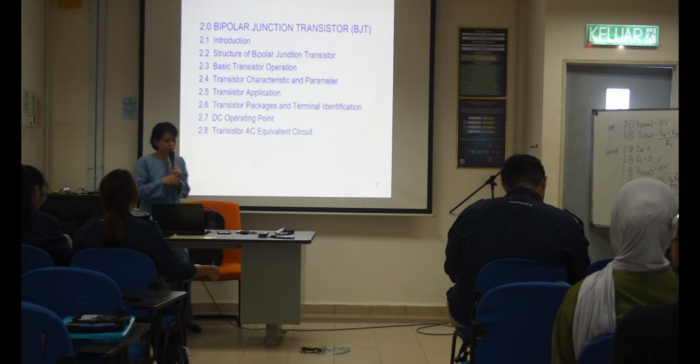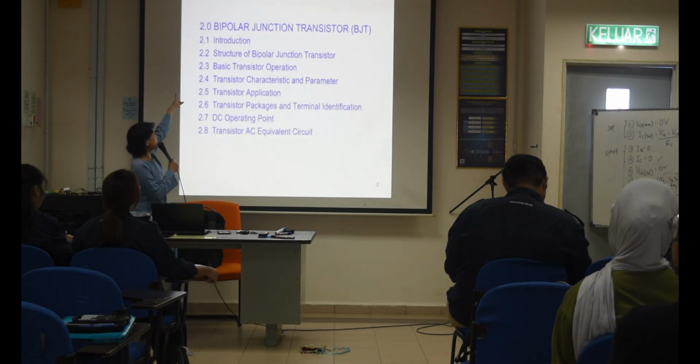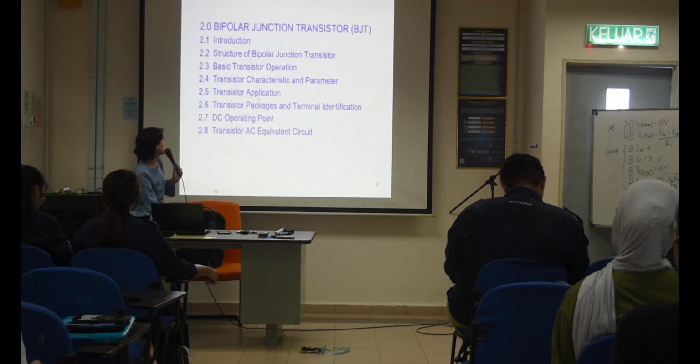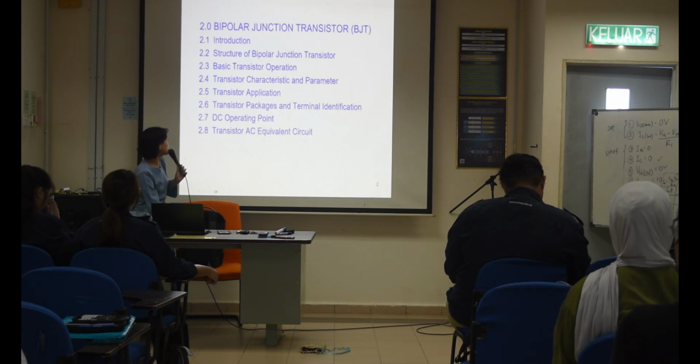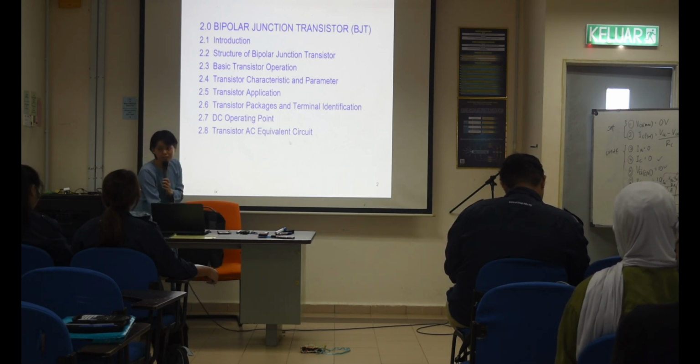So we will go to our topic. First is introduction. Second is bipolar junction transistor. Third is basic transistor operation. Number 4 is transistor characteristic and parameter. And number 5 is application. Then we will go to transistor package and terminal identification, DC operating point, and also transistor AC equivalent circuit.